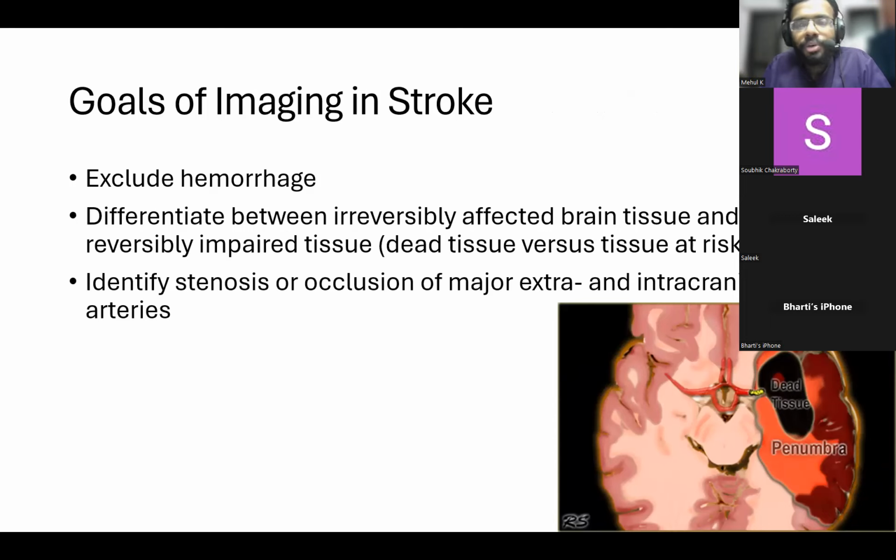After that, you obviously go for your imaging. So, what are the goals of imaging? Number one, exclude hemorrhages. That is the first and foremost thing, and that was the only thing that I learned when I was in MBBS. But the scope has changed in the last 10, 15 years or so, from the time when I was in final year MBBS.